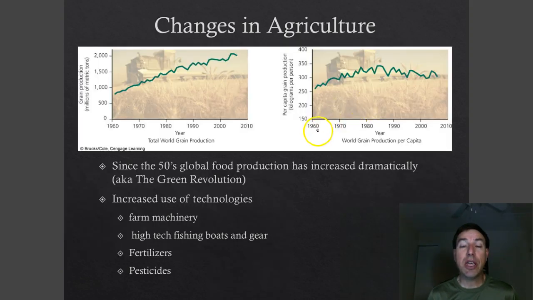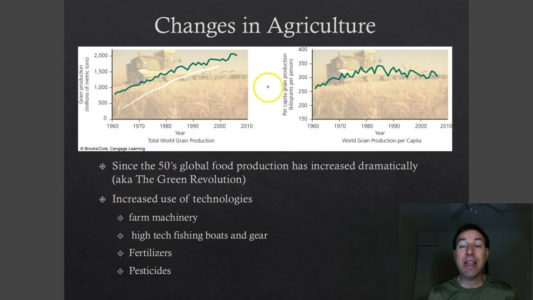All right, so what has been some of the changes in agriculture over the years? In the 50s, global food production increased dramatically, starting with the 50s, 60s, and 70s, and this is called the Green Revolution. And basically what happened is that here in the United States and some other developed countries, we started farming large tracts of land with monocultures. We started increasing the use of farm machinery. We could farm bigger areas faster. We increased the use of fertilizers, that nitrogen and phosphorus we've been talking about. We increased the use of pesticides to keep down pests eating our crops. And so consequently, over those years, our actual production of crops has increased.